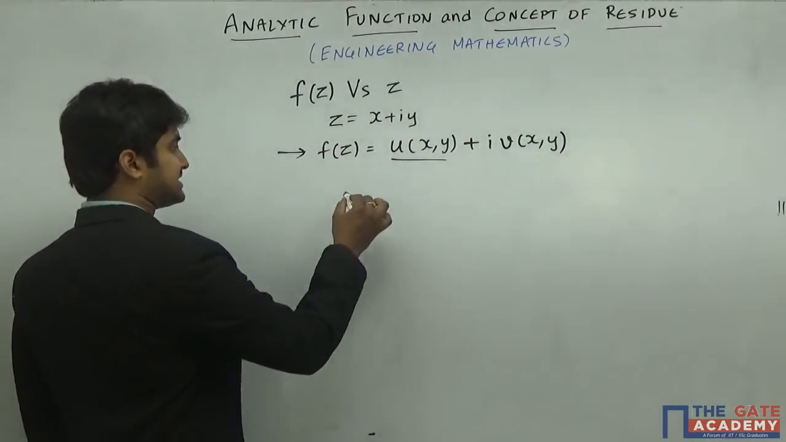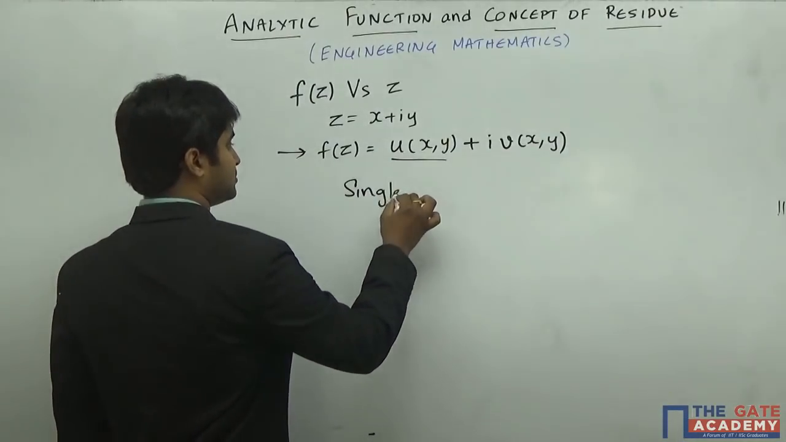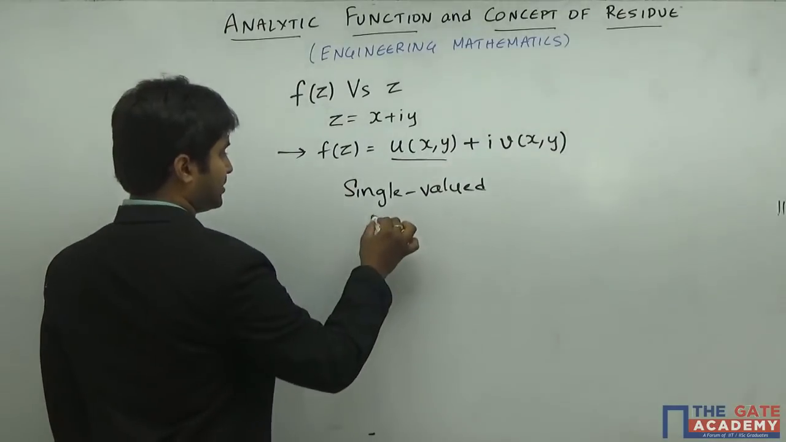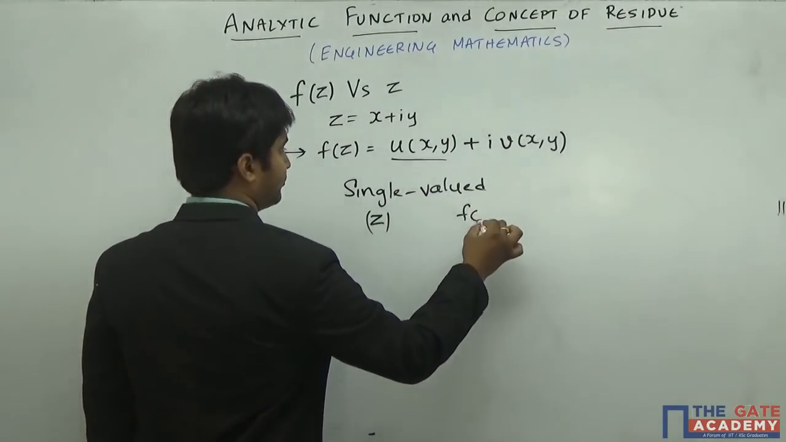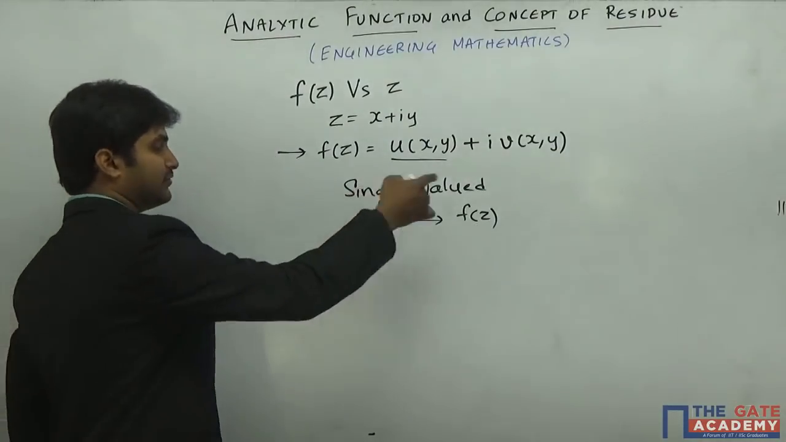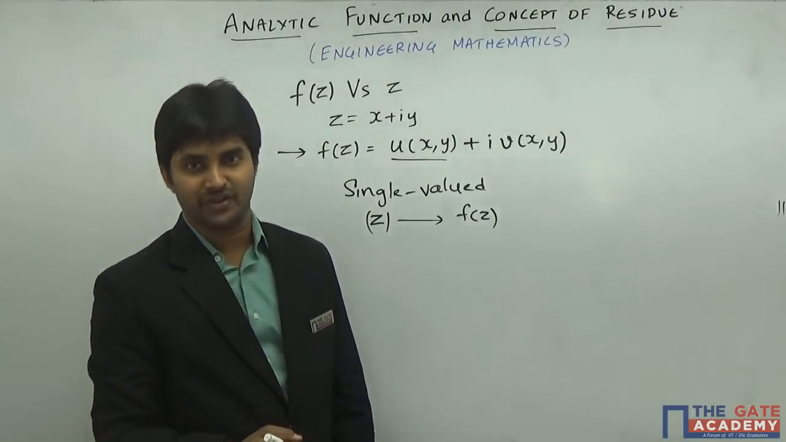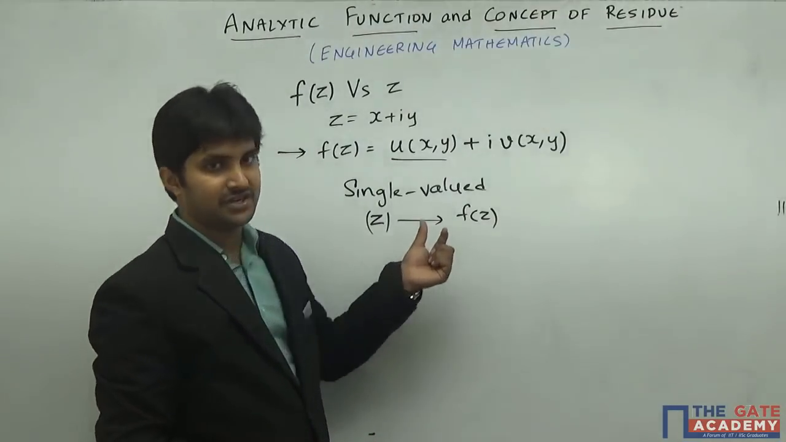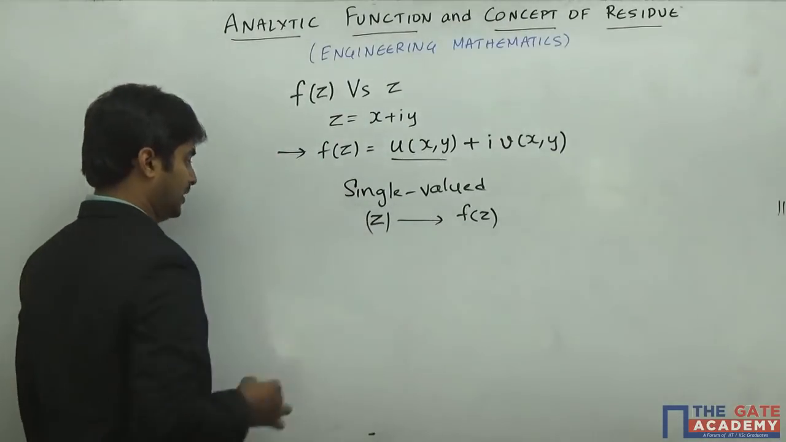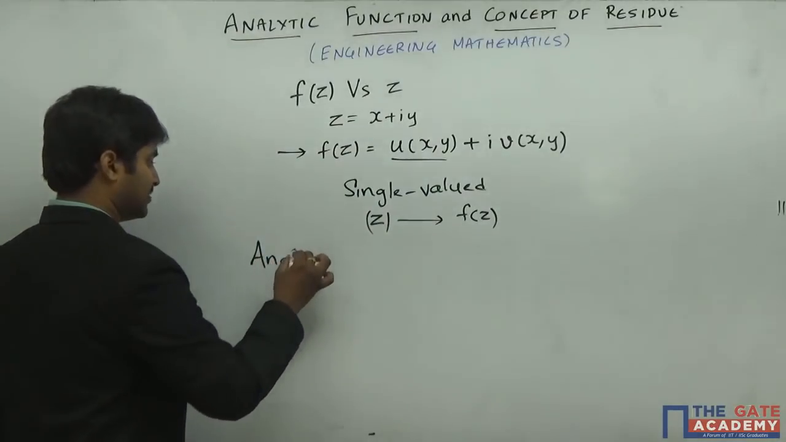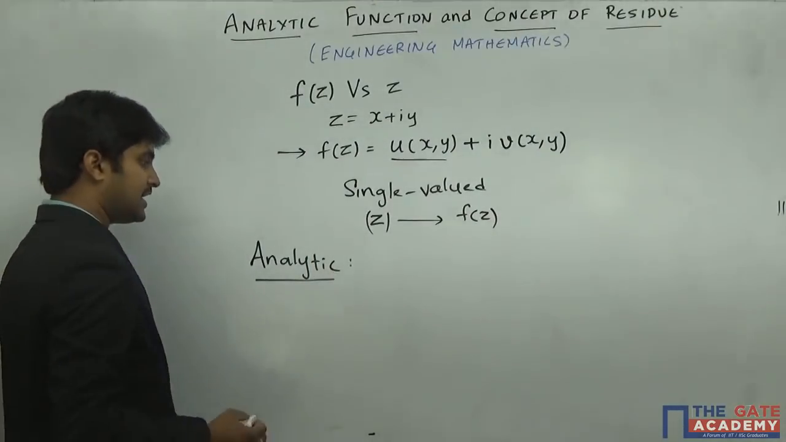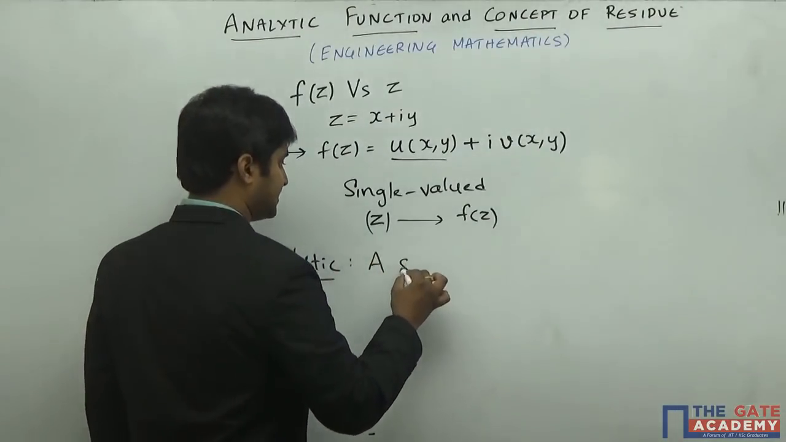Now there is something like a single valued and multiple valued function. What is the meaning of a single valued function? If you take the values of z and the values of f of z, there is a one-to-one mapping between z and f of z. That is what we call a single valued function: for a particular value of z, there is only one single value of f of z available. Why are we discussing this? Because we have to define an analytical function. An analytical function is a single valued function.